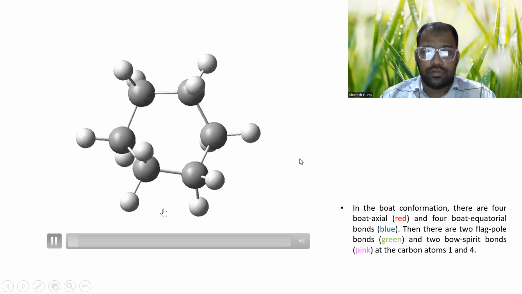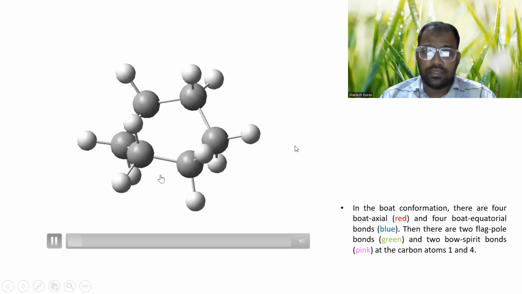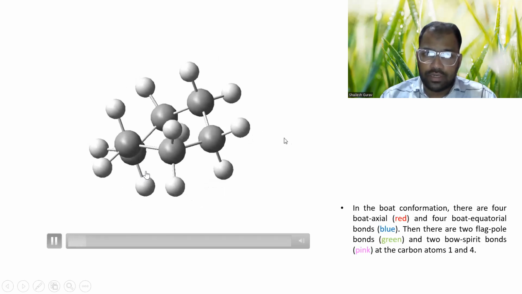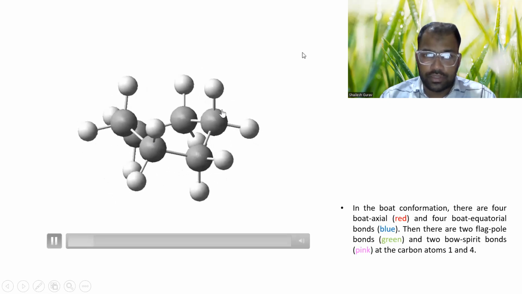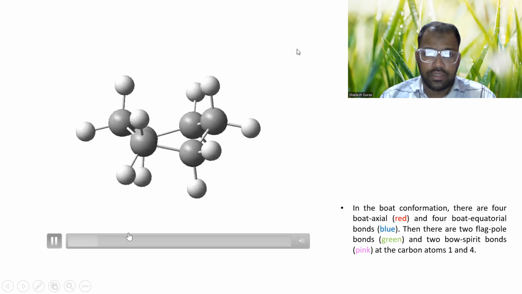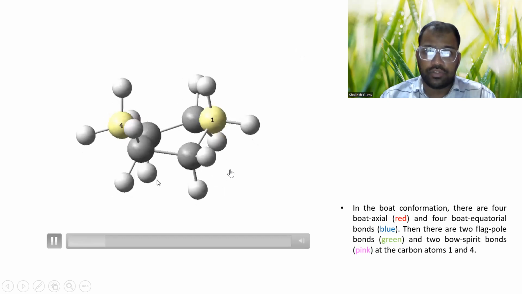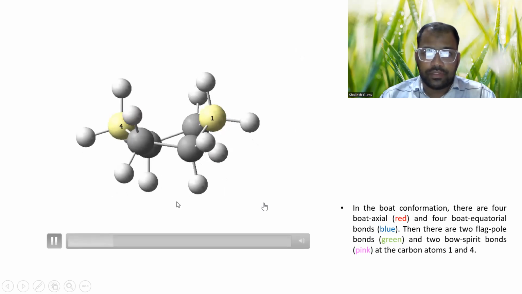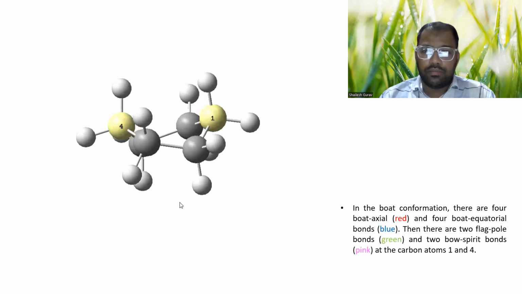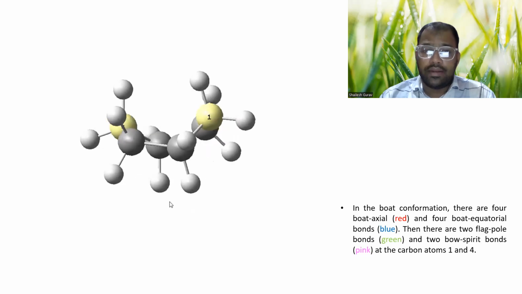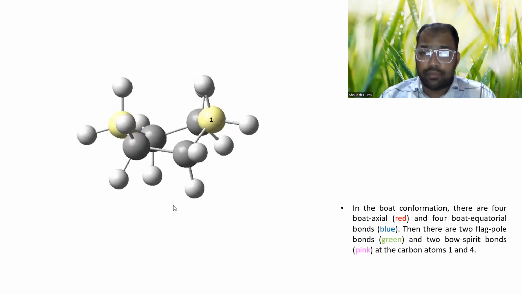If I rotate this molecule, then from the side view you can clearly see somewhat of a boat shape. It is not exactly a boat, but you can clearly see a boat-like shape over here. If I highlight the carbon atoms present at the 1,4 positions, then you will get a clear idea. This is the boat shape over here. Then again, these bonds are divided into four different types: boat equatorial, boat axial, flagpole bonds and bowsprit bonds.